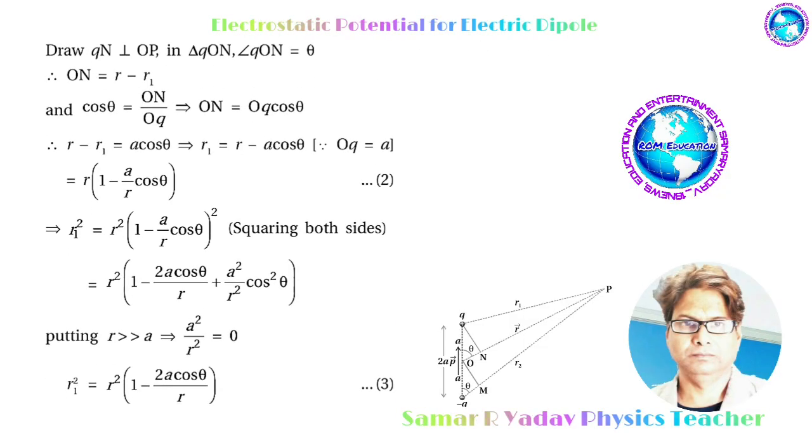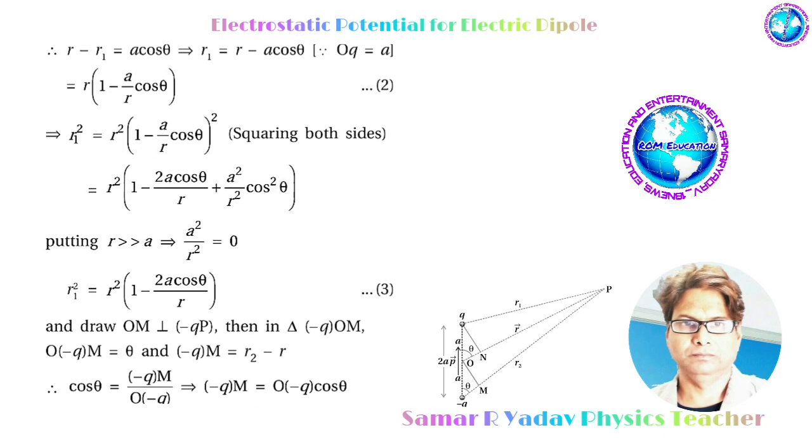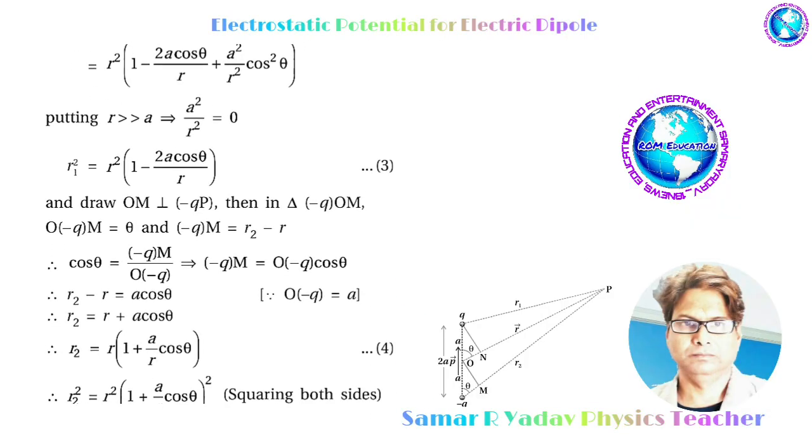Therefore r1 = r(1 - (a/r) cos theta). Squaring both sides, r1 squared = r squared (1 - (a/r) cos theta) squared = r squared (1 - 2a cos theta/r + a squared/r squared cos squared theta). Putting r greater than a, a squared/r squared is negligible. Therefore r1 squared = r squared (1 - 2a cos theta/r).